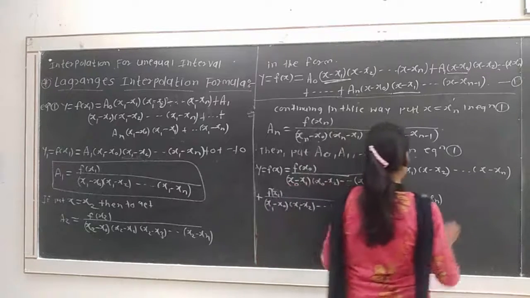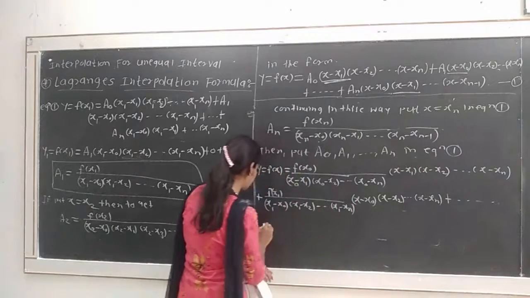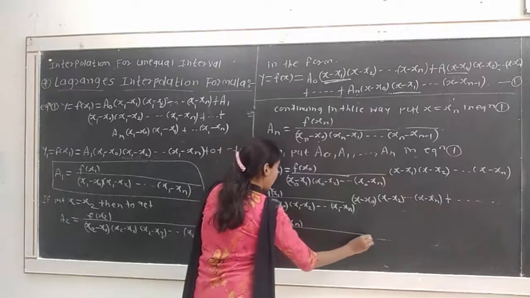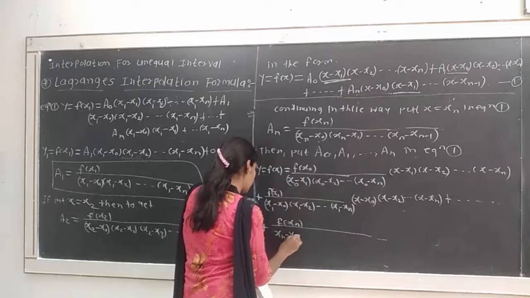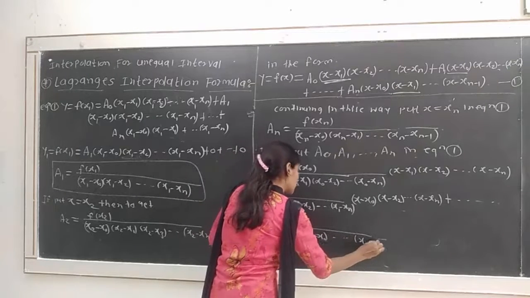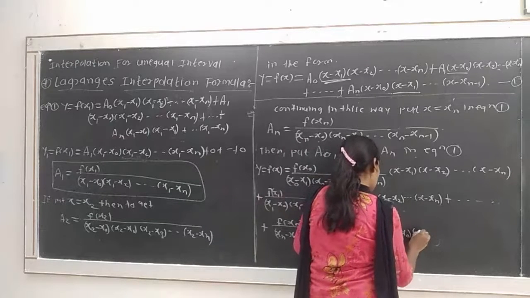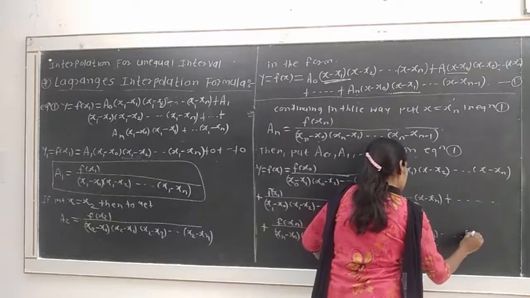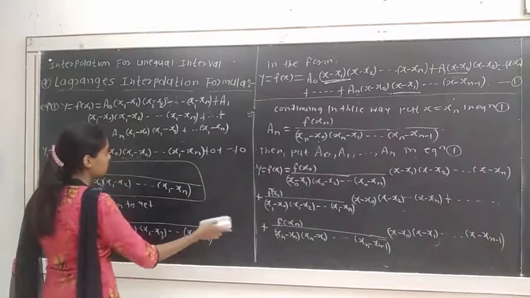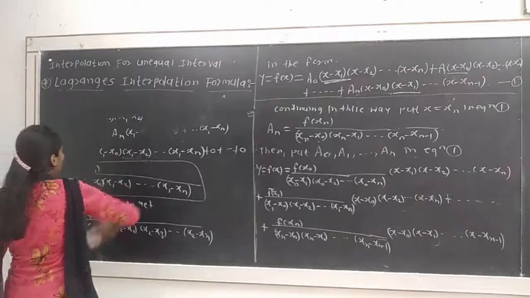Then similarly, up to the last factor, we write plus an, which is f(xn) divided by (xn − x0)(xn − x1) up to (xn − xn−1), into (x − x0)(x − x1) up to (x − xn−1). So this is the Lagrange's interpolation formula. We can rewrite it here in simplified form.